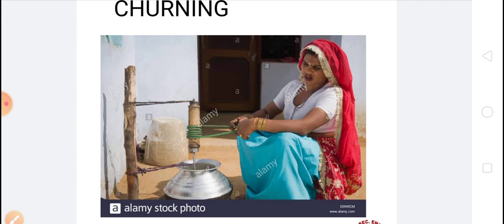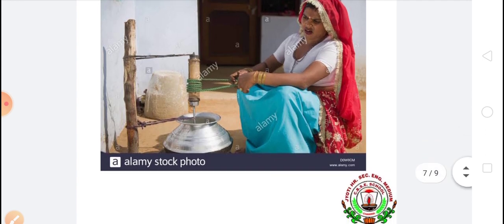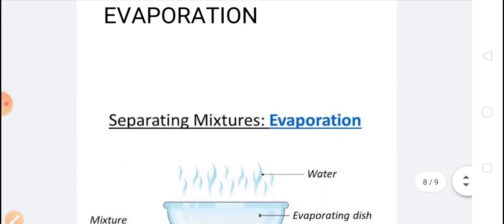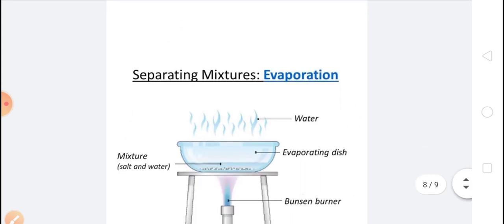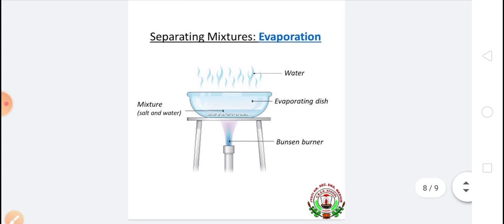Curd can also be churned in our mixer to get butter. This is the traditional method of churning. Nowadays, we can use a mixer to separate the fat from milk. Okay. Another method of separation of soluble solid from liquid is evaporation.